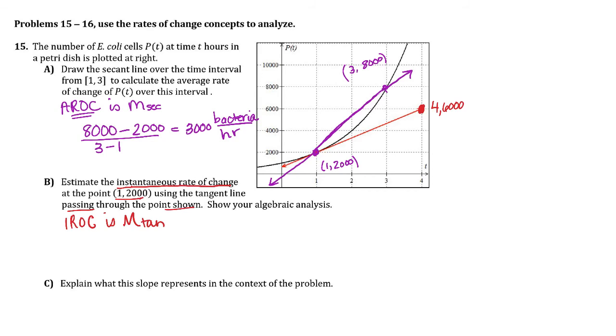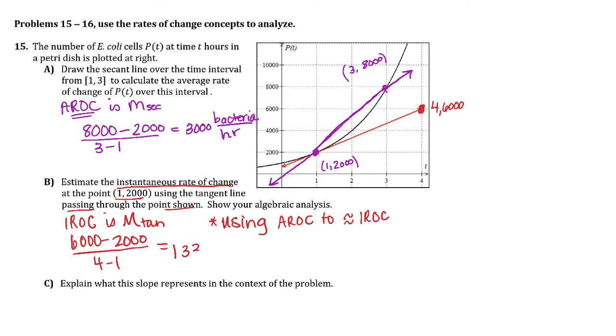So we are going to go back and set up our AROC, because again, this is a great example of using our average rate of change to approximate our instantaneous rate of change. That's what we're doing. So to set that up, we would have 6,000 minus 2,000 over 4 minus 1. And so that's going to give me roughly 1,333 with 3 repeating. And that's going to be bacteria per hour.